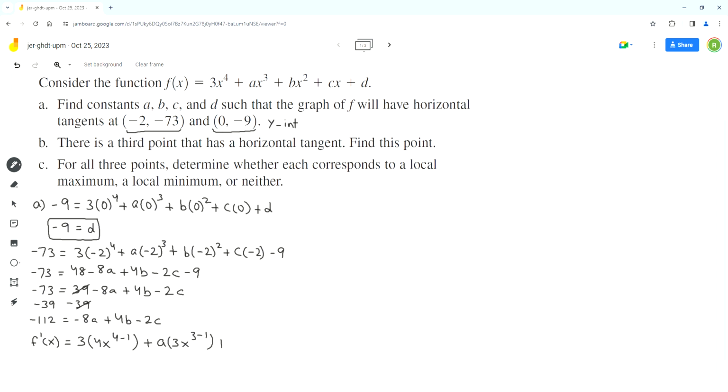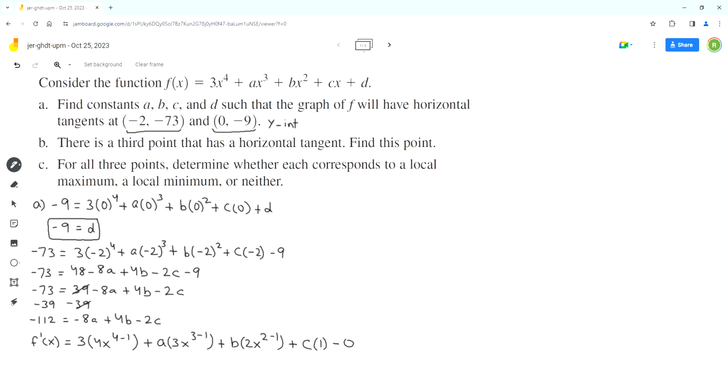And then plus. Now b is the coefficient, so it will stay as it is, and as per the power rule, we'll move the 2 to the front and subtract 1 from 2. And then plus, for cx, c is the coefficient, so it will stay as it is, and the derivative of x is 1. Now we know d value is -9, and -9 is a constant, so its derivative is equal to 0.